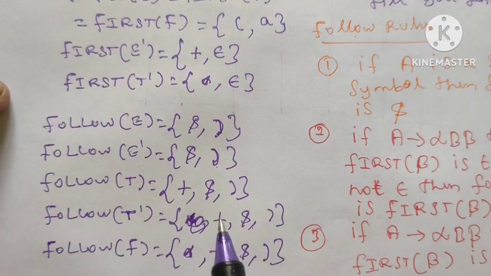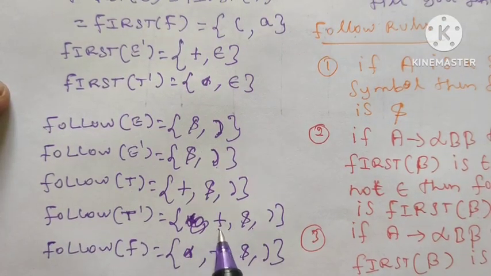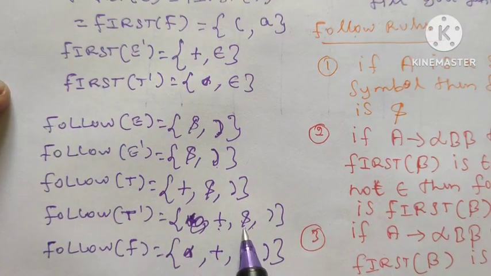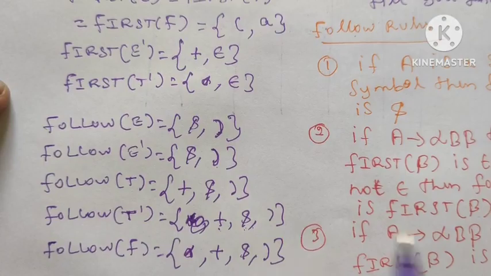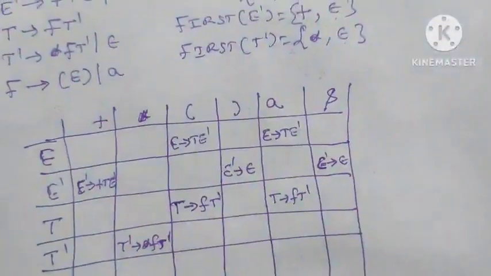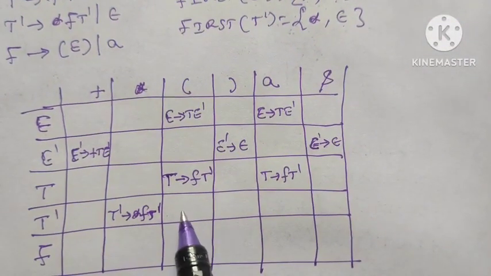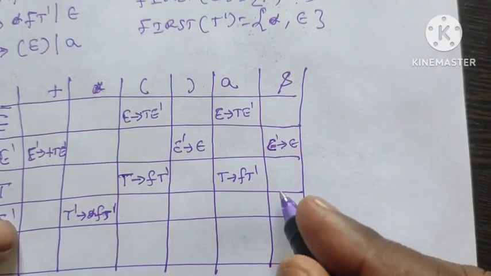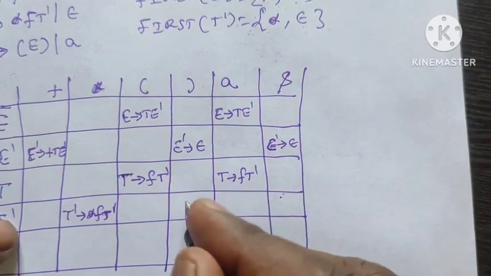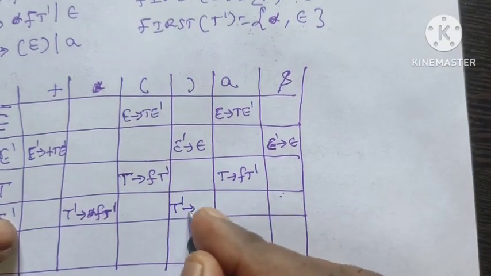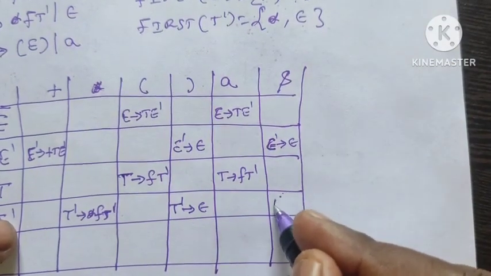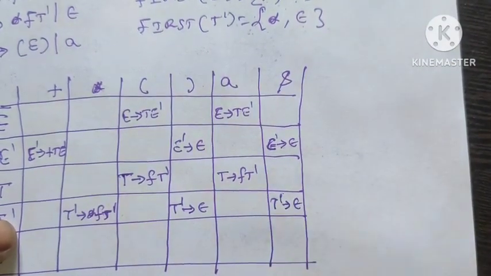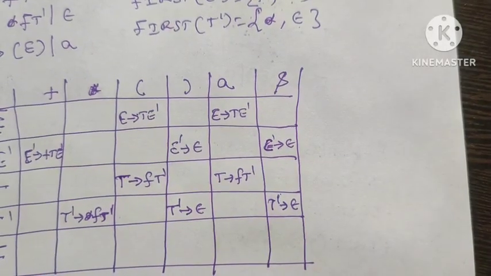Follow for T dash is dollar and close brackets. So T dash tends to epsilon under dollar and under close brackets. And the last one.